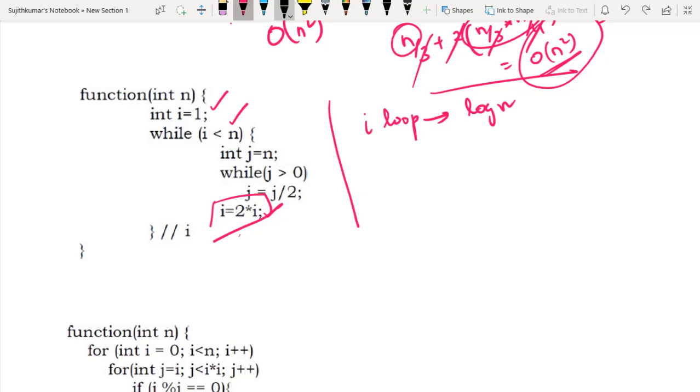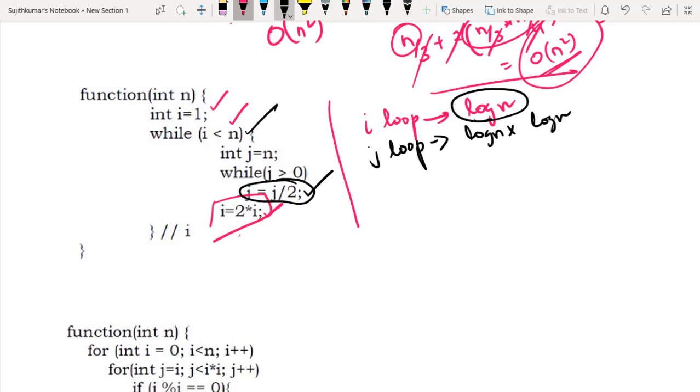In the inner loop, it is again j greater than 0, that's perfectly fine. It is j divided by 2. Again, for the inner loop, it is log n into log n. Why are you writing log n into log n? Because the outer loop goes for log n, guys. So everything inside the outer loop will also go for log n time, right? So for that I am writing log n.